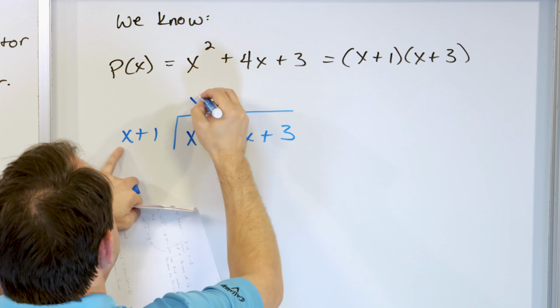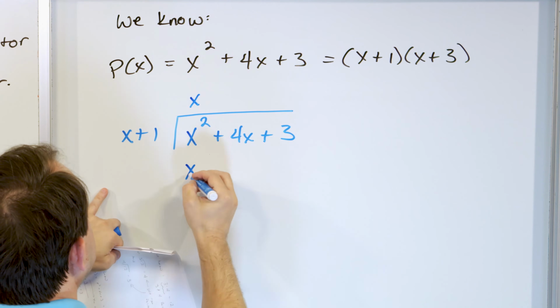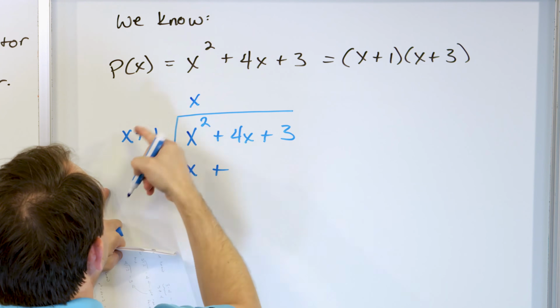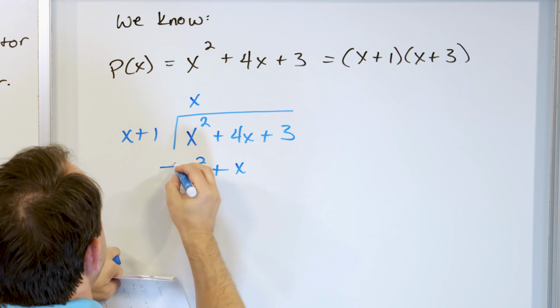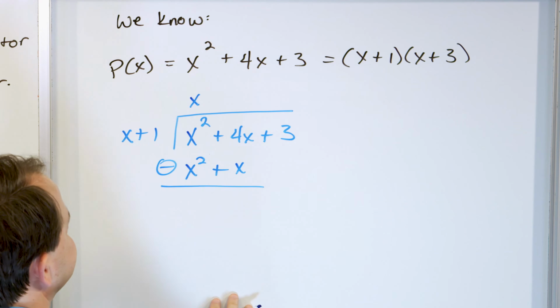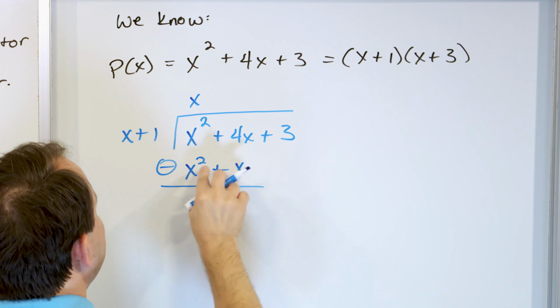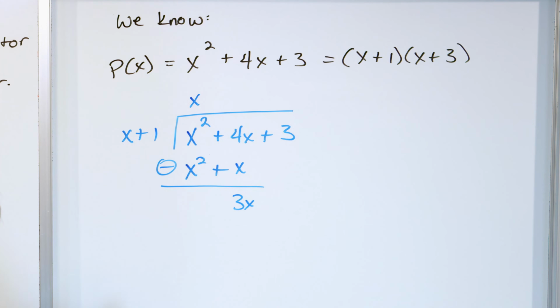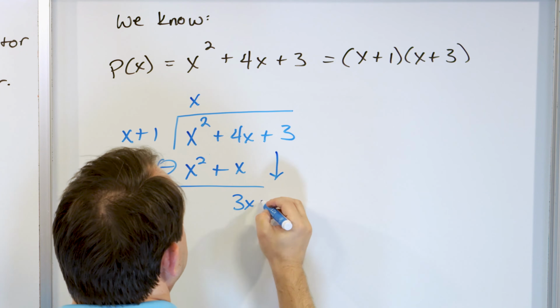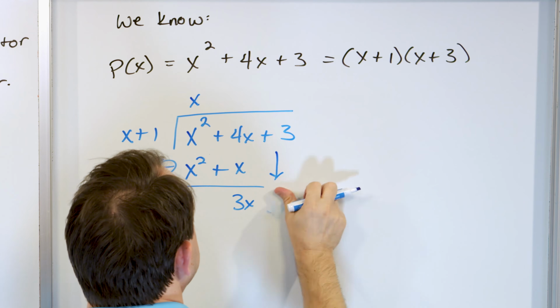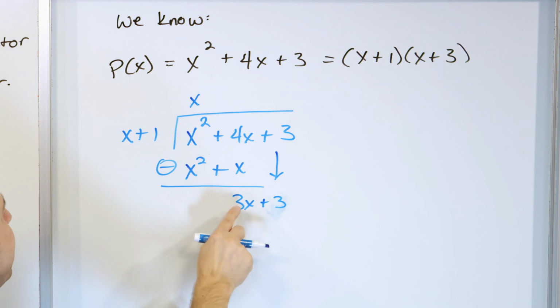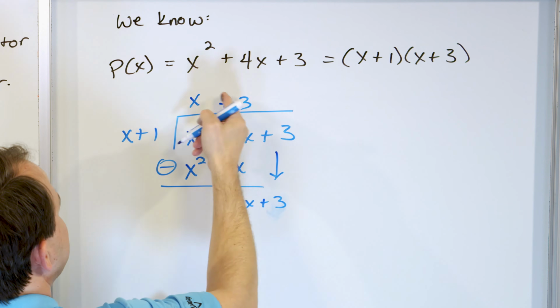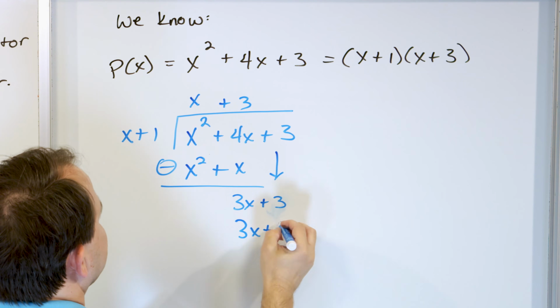x times x is x squared. Do the multiplication. I'm going to get an x squared here, plus x. I do a subtraction like this. 4x minus 1x is going to give me 3x. And then I drop my new number down, which is plus 3. And then x times what is 3x? I have to have a 3. So I multiply, get a 3x plus 3.